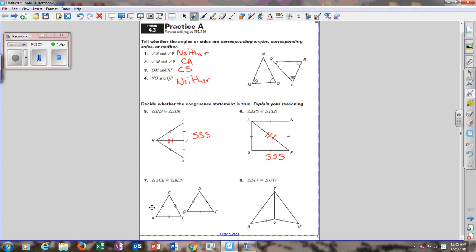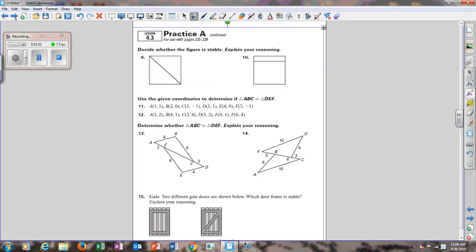Number 7, ACE congruent to BDF. So AC congruent to BD, no, that doesn't work because AC is congruent to BF. So that would be, no, not true. Number 8, STV. That would be ST and UT. Those are congruent to each other. SV and UV are congruent to each other. And CV is congruent to itself. So it would be side, side, side. Pretty easy so far.